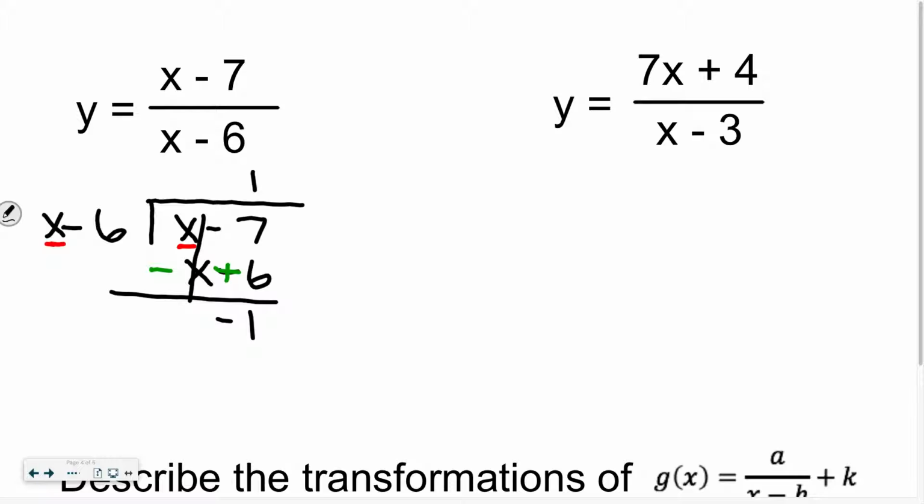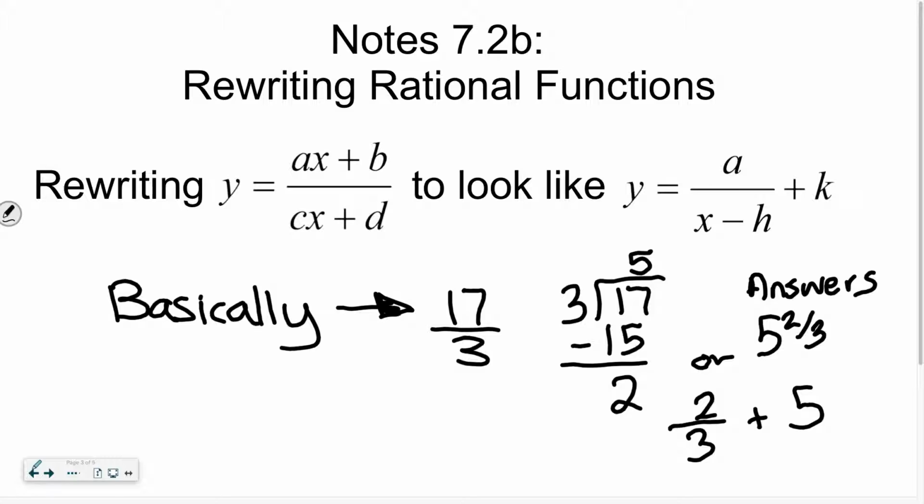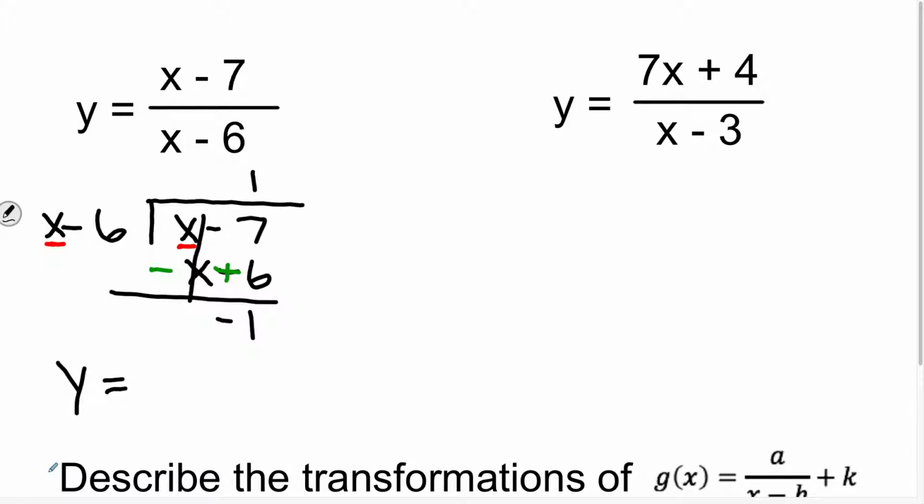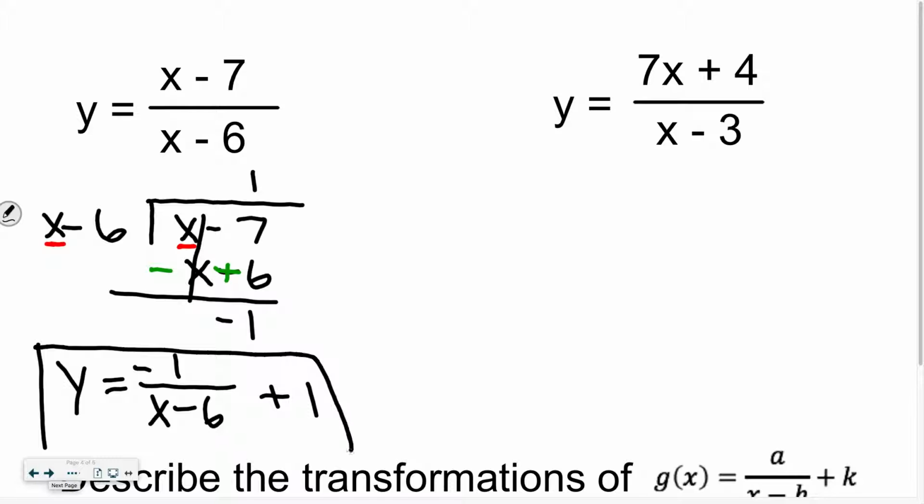So we are going to rewrite our function as y equals, what's our fraction going to look like? What's my numerator? We usually take the remainder over the divisor. Let me go back to the previous slide. We took the 2 and put it over the 3. So we're going to say y equals negative 1 over x minus 6, plus 1. Yay, there's my a, h, and k.